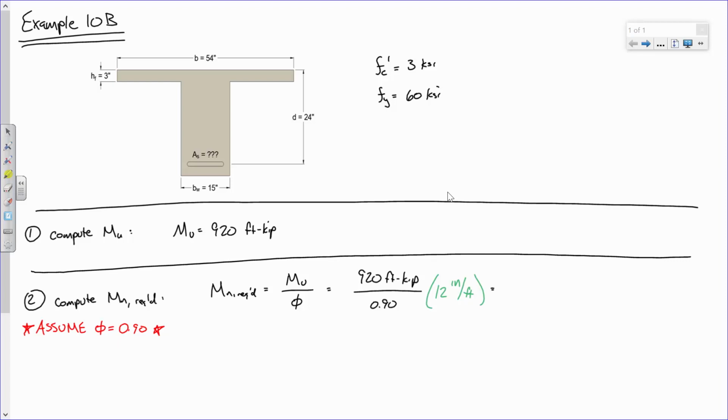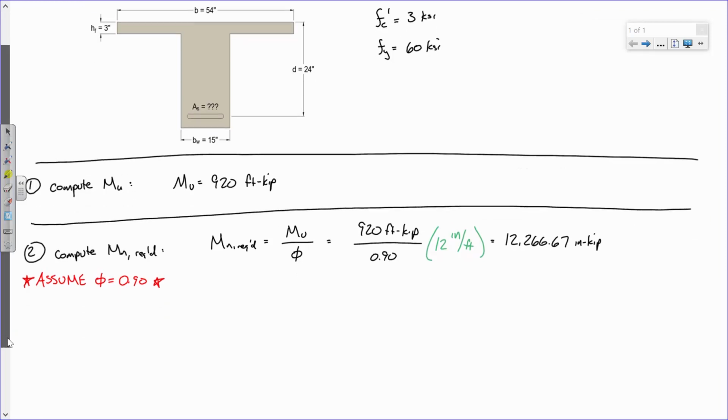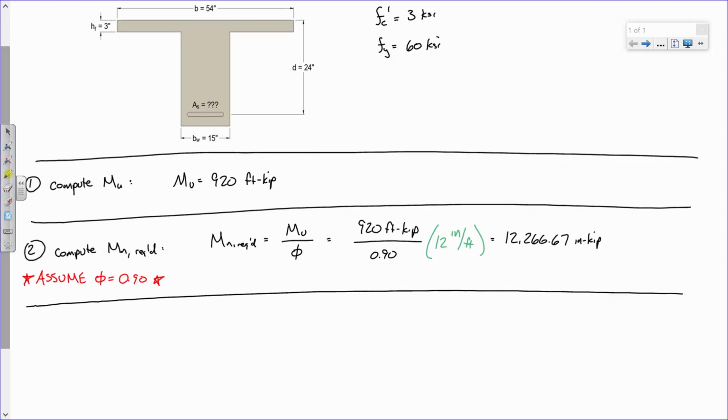Like, it's snowing, it's Monday. Do we really have to break out our calculators? Yes, you have to break out your calculators. And that's inch-kips. And you're good on that.